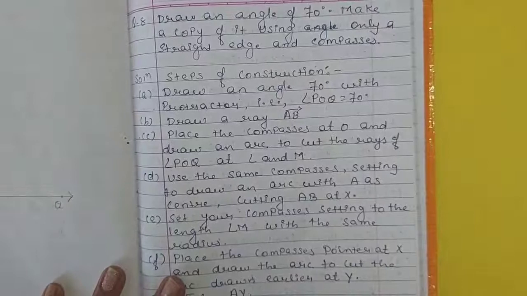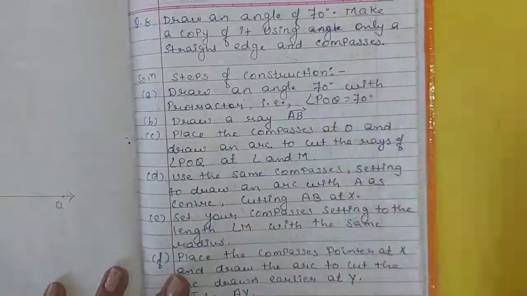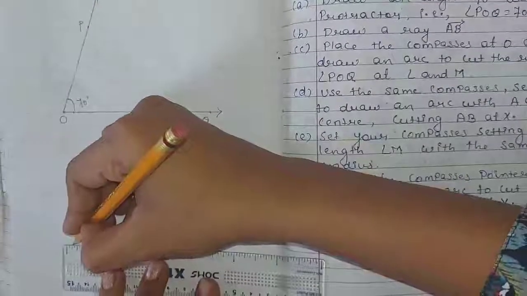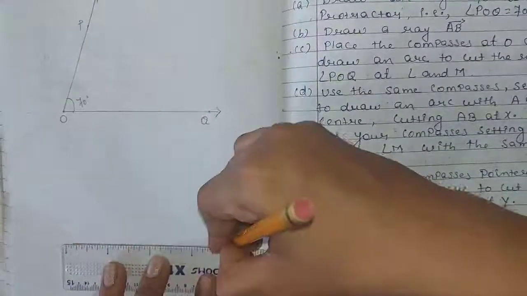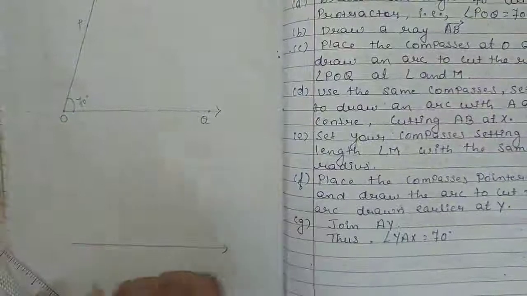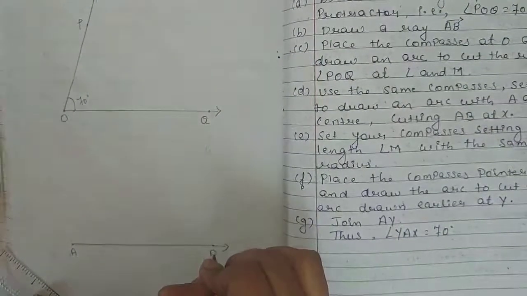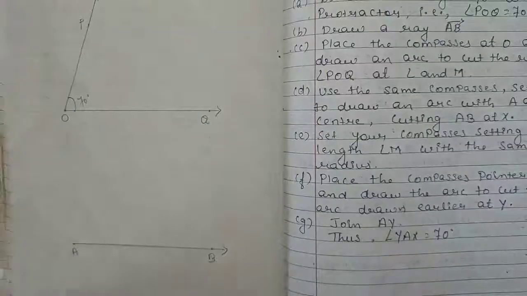Next step is draw a ray AB. So students, with the help of a scale we will draw one ray AB. Let us label A and here B. Now let us see the next step.